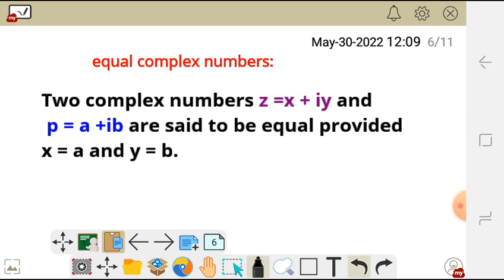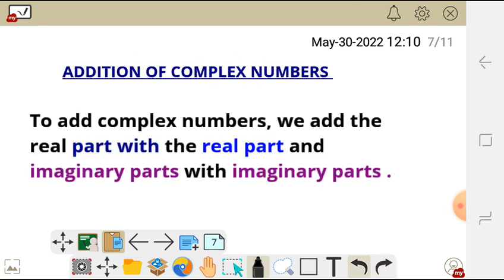If we have a complex number z, which is x plus iy, and p is equal to a plus ib, these two complex numbers are said to be equal provided that x is equal to a, and b is equal to y. Then the complex numbers are said to be equal. So, addition of complex numbers. How can we add complex numbers?